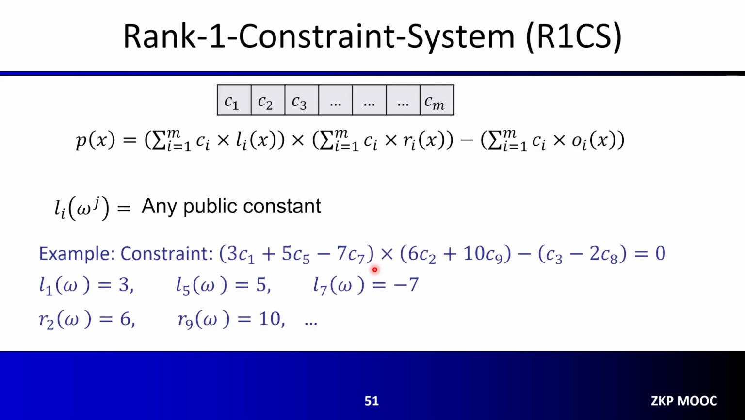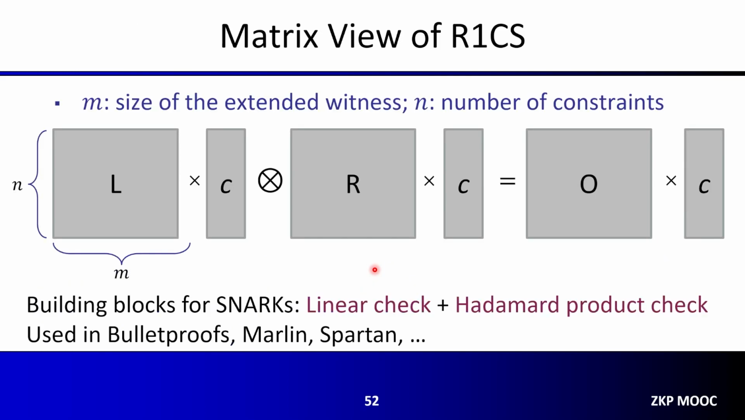So that is R1CS. Another important property of R1CS that we're sharing is the matrix view of this R1CS. Here we have some parameters of R1CS. Now m is the size of the extended witness, and n is the number of constraints, the generalized gates. We can view this extended witness C as a vector, and computing the value in the first parenthesis is equivalent to selecting values from the vector and multiplying them by some publicly known constant.